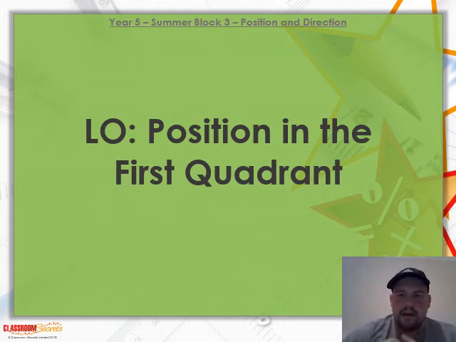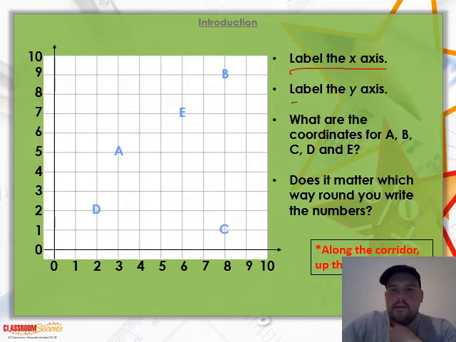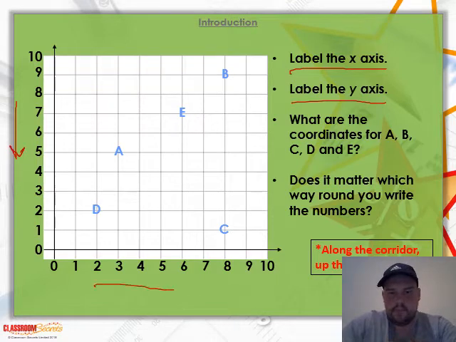Now, today we're starting our new topic and we're looking at position and direction within graphs, and specifically position in the first quadrant today. This here is the first quadrant, where both our x and y axes are positive. First of all, you need to label the x-axis and label the y-axis. So which one is it? This one here, is that x or y? Just put an x or y next to it. And is this one here x or y? That's what you need to do first of all.